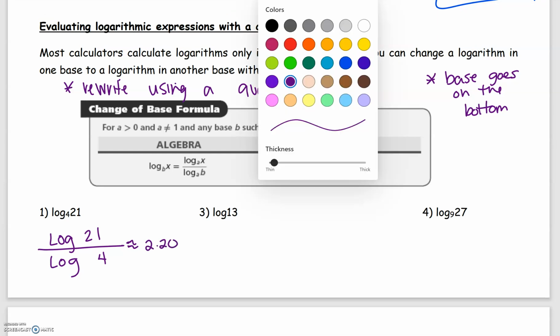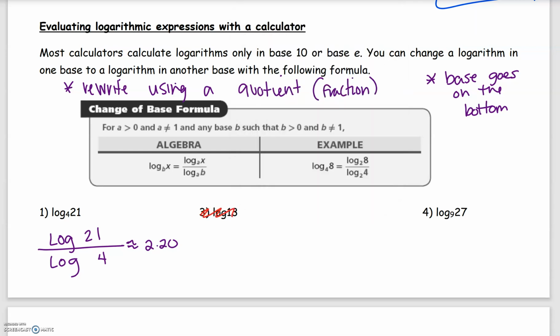On this one, it is already base 10, so you don't have to change anything. You can just type it straight into your calculator. It's not even really a change of base, so we're going to skip that one because it's more of just a plug-in. Now this one is not base 10, so we want to do log over log, with the base on the bottom and 27 on the top, and type that into our calculator.